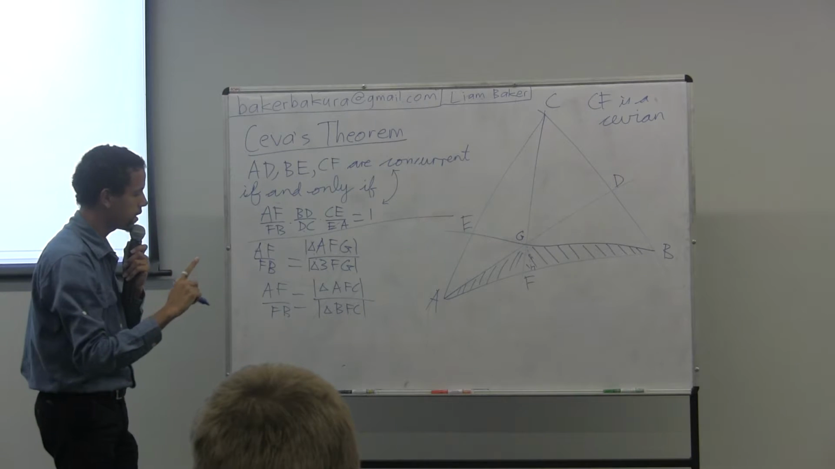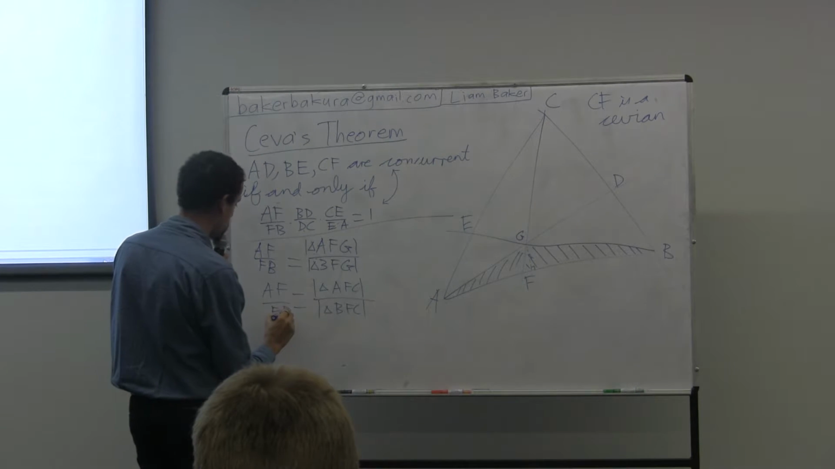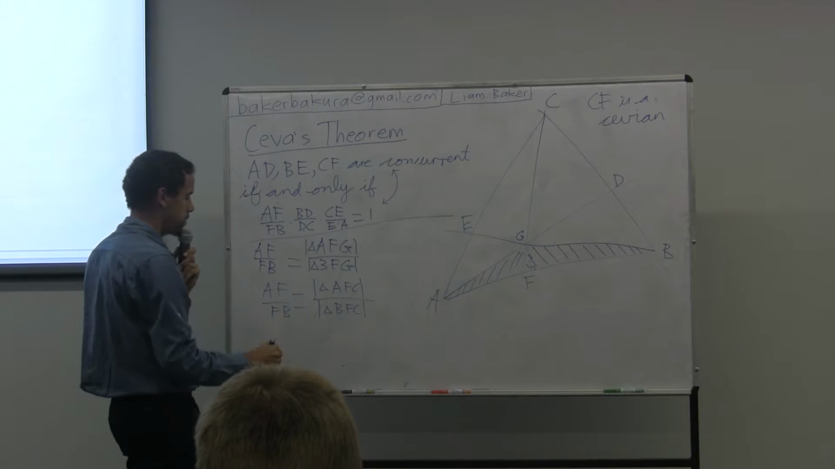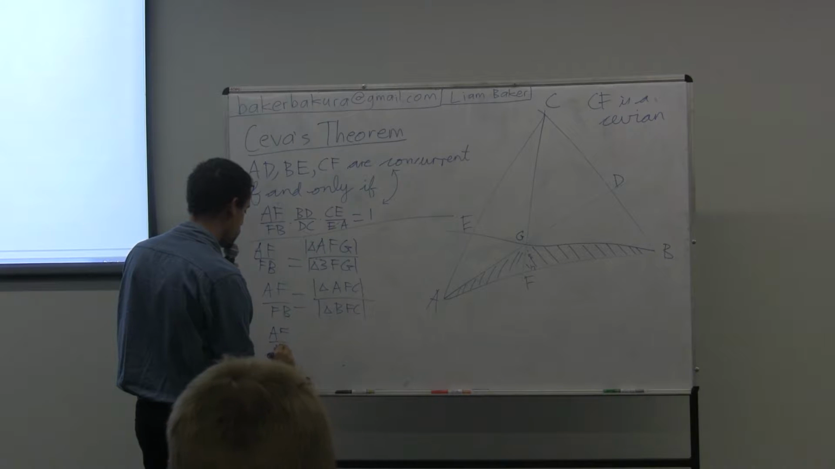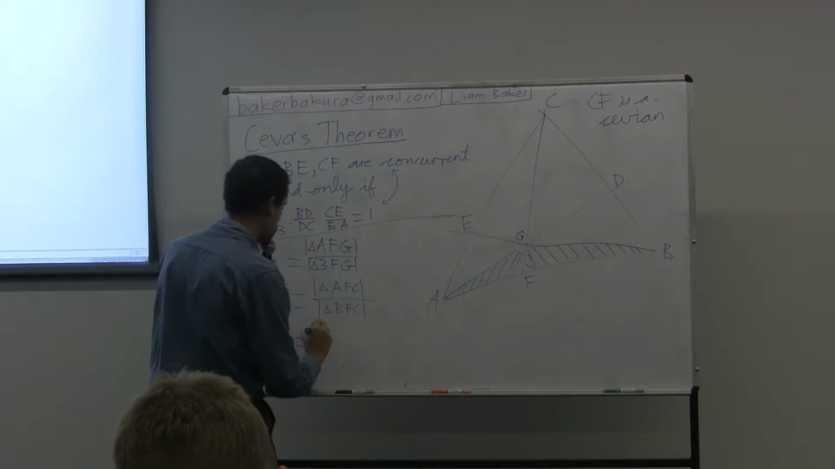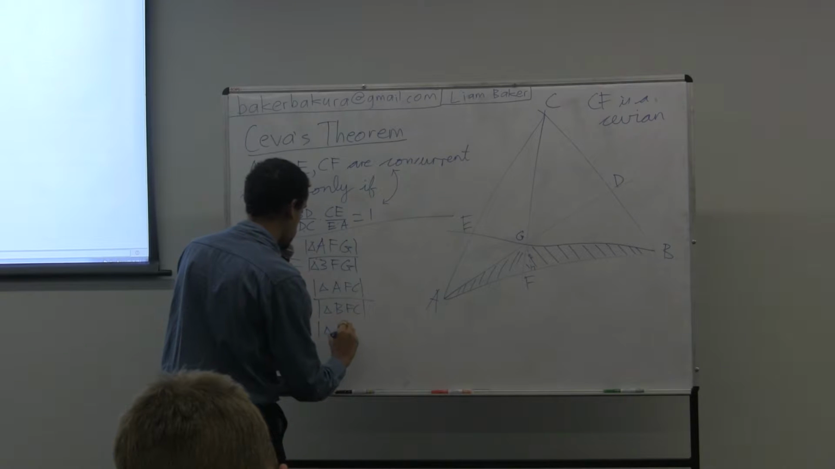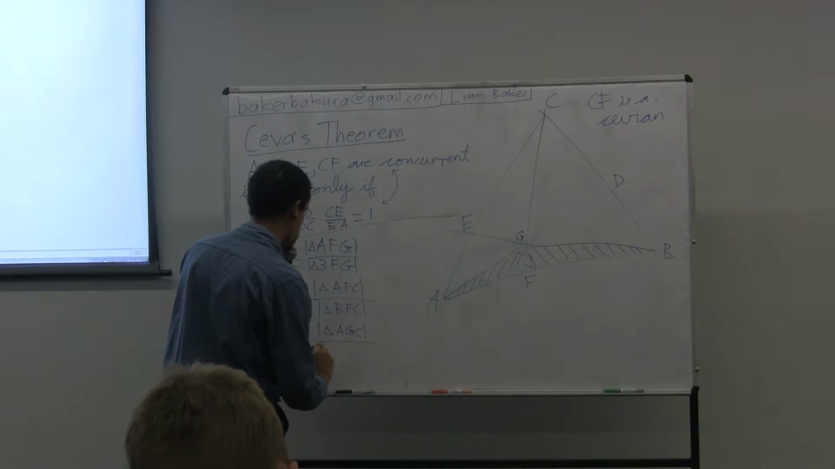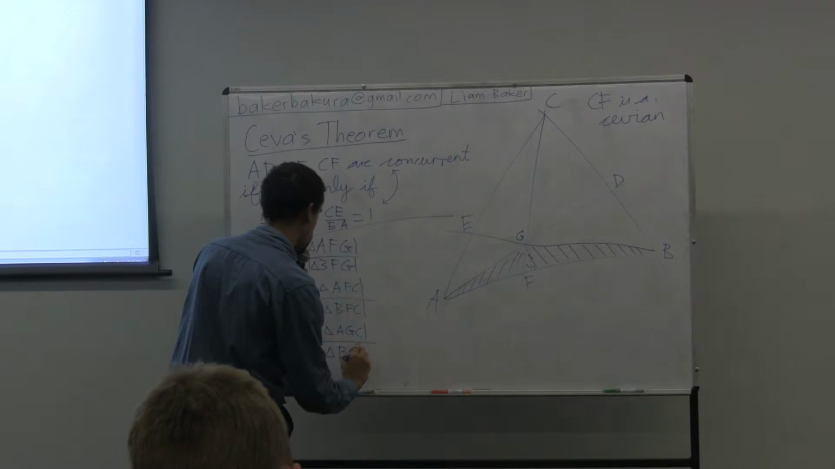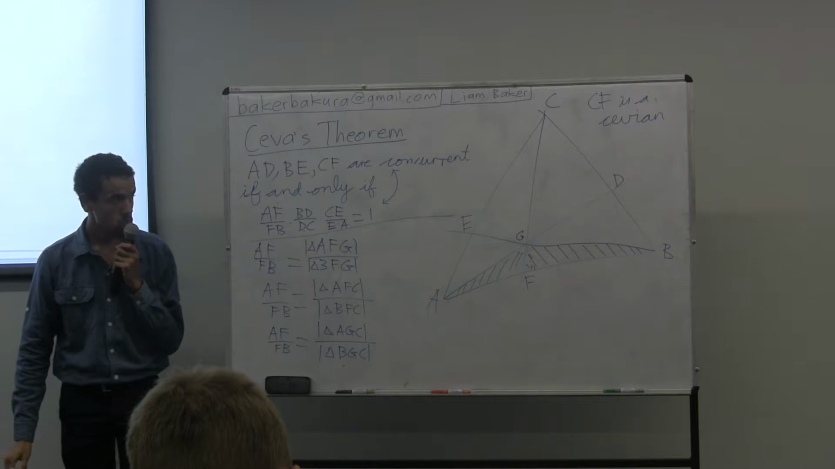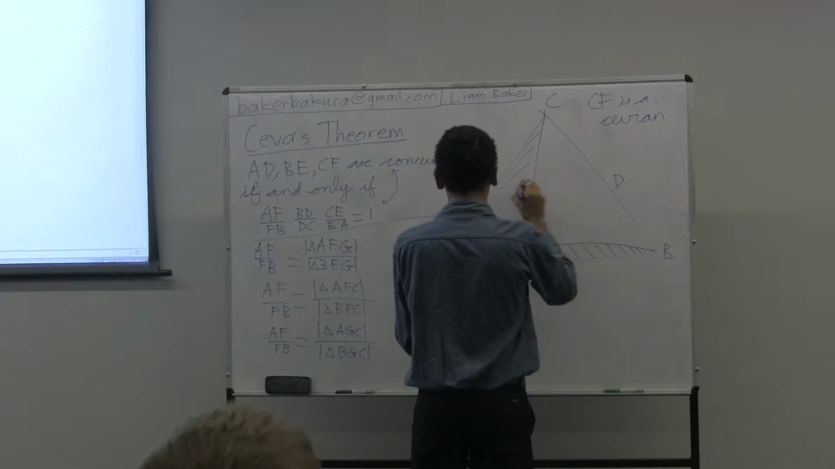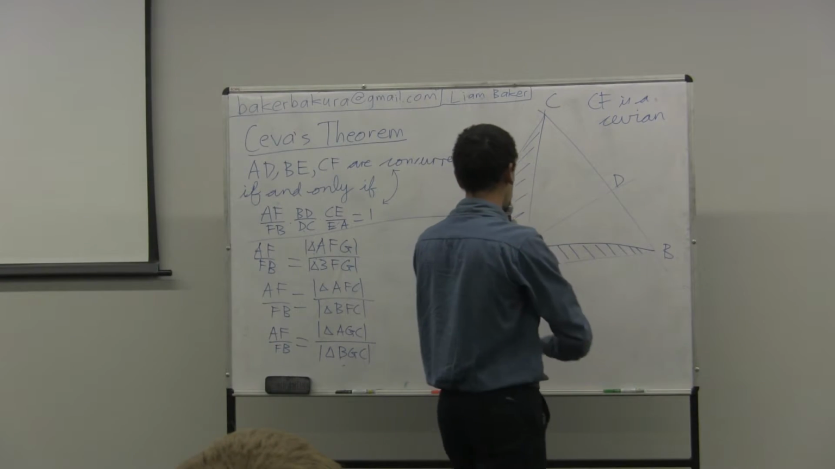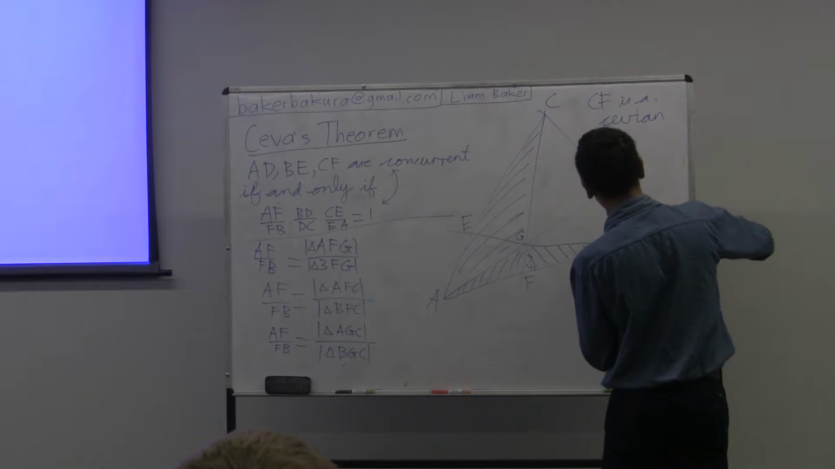Cool. Now, the last one, where we're going to combine these two, is maybe a little bit more tricky. AF over FB is equal to the area of triangle AGC over the area of triangle BGC. Okay, so this is now this triangle divided by the area of this triangle.